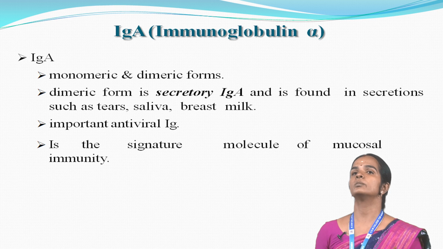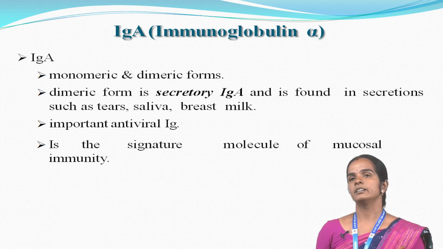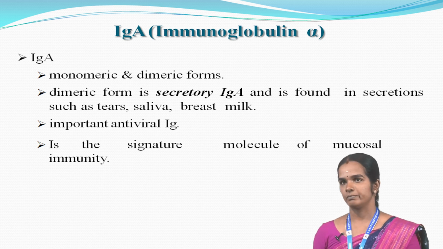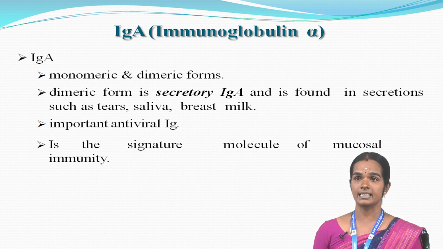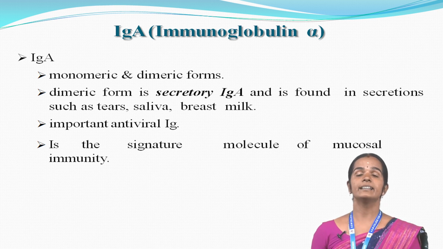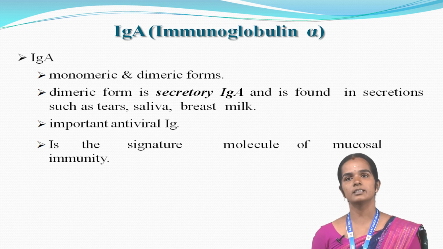This is immunoglobulin A. It exists in monomeric and dimeric form. It is dimeric in secretory immunoglobulin A and is found in secretions such as tears, saliva, and breast milk. It has an important antiviral role. It is the signature molecule of mucosal immunity.